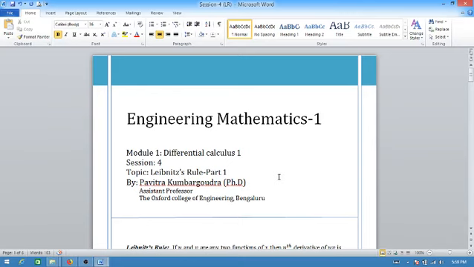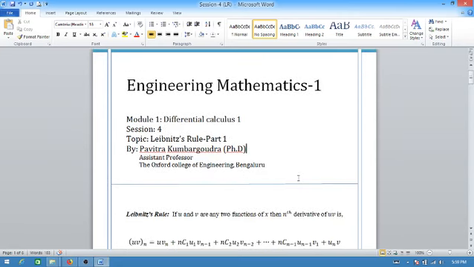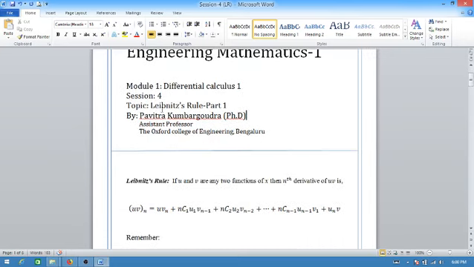In this session, we will solve problems on Leibnitz Rule. Leibnitz Rule is for finding the nth derivative of the product of two functions. In the standard nth derivatives, you have only the product of exponential and trigonometric functions, that is e to the power of ax sin(bx + c) and e to the power of ax cos(bx + c). Here we have a general formula for the product of two functions.